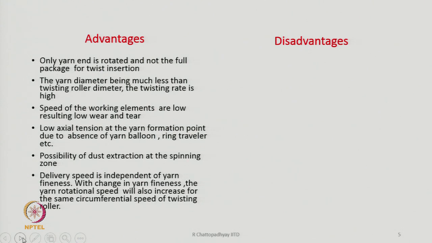The other important point is that delivery speed is independent of yarn fineness. This is very interesting in this case. Delivery speed is independent of yarn fineness. We will discuss more about it. With change in yarn fineness, the yarn rotational speed will also increase for the same circumferential speed of the twisting roller.